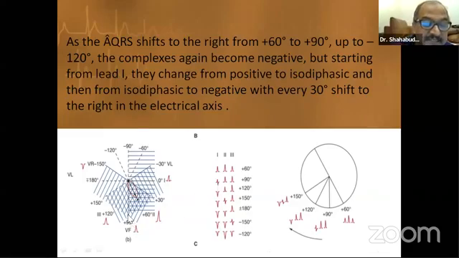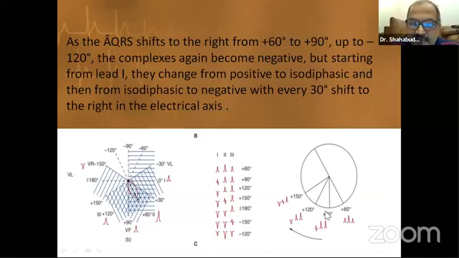If there is another 30 degree rightward deviation, lead 1 must be negative, because it is in the negative hemifield beyond 90 degrees. So this is right axis deviation. That is why we say that if lead 1 is negative, it indicates a right axis deviation, because right axis deviation is from 90 degrees to 180 degrees.